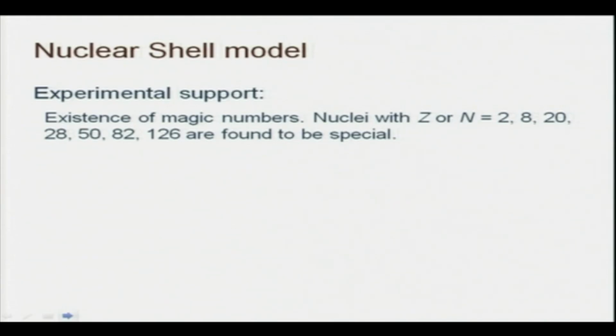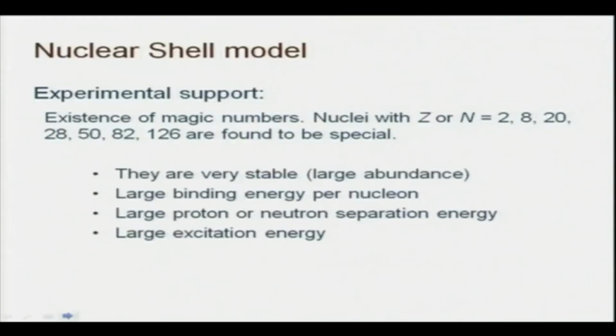Though these nuclei are found to be special in the sense that they are very stable compared to the nuclei nearby with similar Z and N numbers, and they have a large binding energy. The nucleons in them are tightly bound. Large proton and neutron separation energy. The separation energy in the case of nucleons is similar to the ionization energy. This is the energy needed to take a proton or a neutron away from the nucleus.